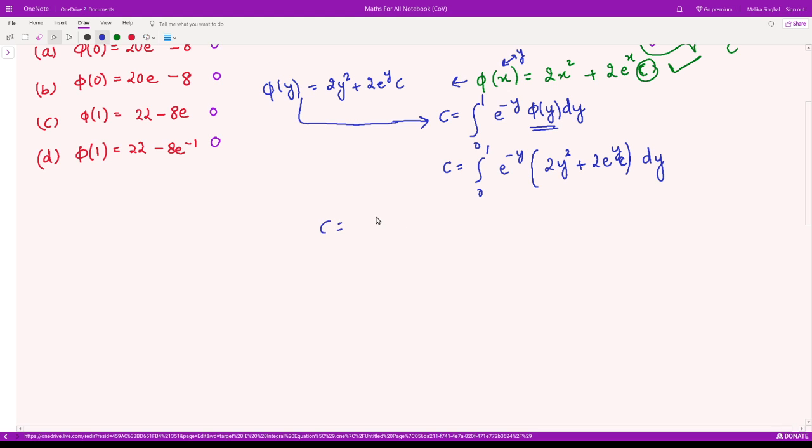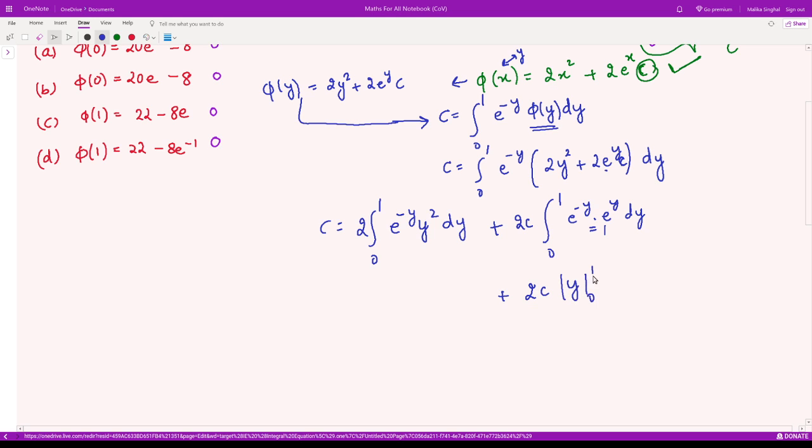We have to perform integrations. So this is integration from 0 to 1 e to the power minus y. This 2 could be taken out into y square dy, and another term is plus 2c, being constants come out of the integration sign. So it would be 2c integration from 0 to 1 e to the power minus y into e to the power y dy. So this term ultimately becomes 1, right? So integration of 1 would be just y, and the limits are from 0 to 1, so we have this term, right?